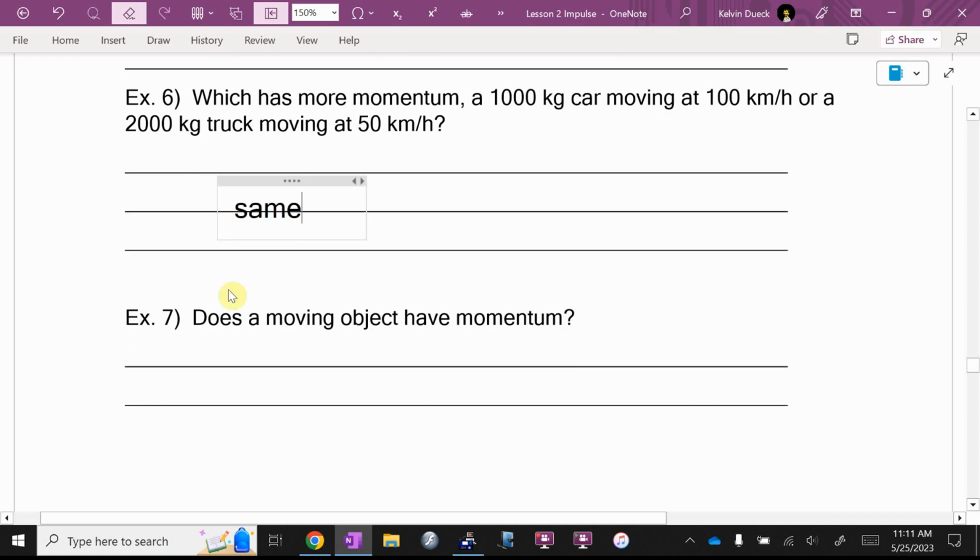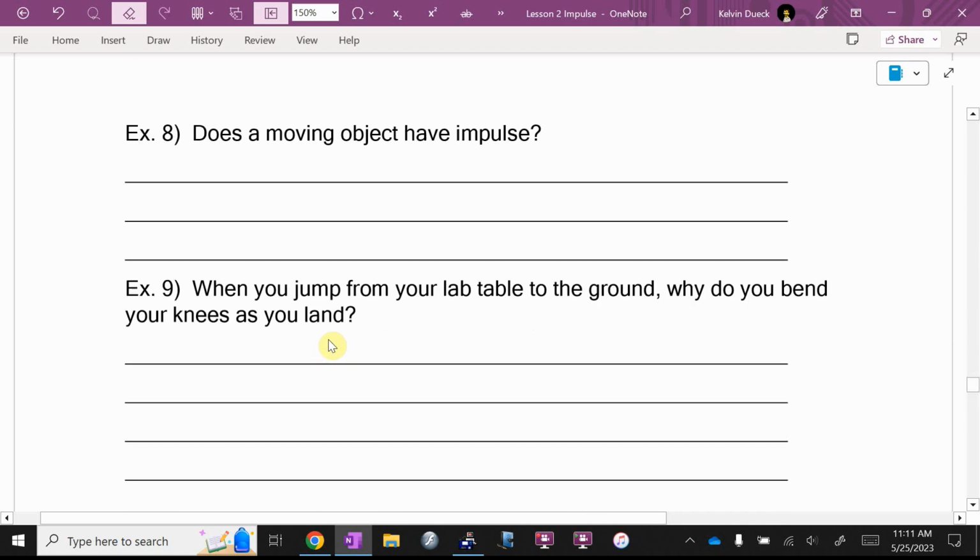Does a moving object have momentum? Yes or no? Yes. Okay. Follow-up question, smarty peoples. Does a moving object have impulse? Cody is shaking his head. You know what? A better answer is not necessarily, because what's impulse defined as? A change in momentum. So does a moving object have impulse? Only if V is changing. Sorry, or M is changing.